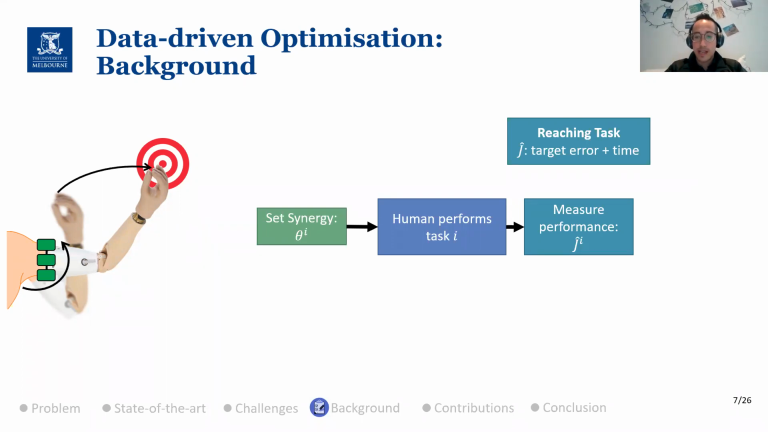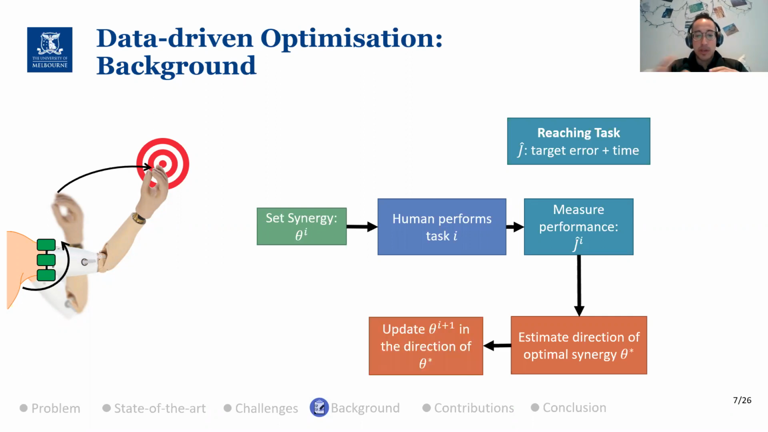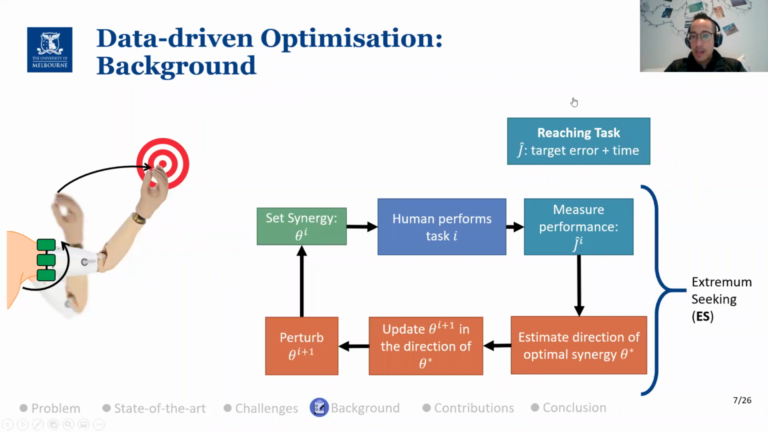And the idea is that by doing this repeatedly, we can estimate the direction of the optimal interface parameter. In this case, I'm calling it theta, the synergy parameter. And then we can update in the direction of that optimal parameter for this person. And we opted to go with extremum seeking, the method of extremum seeking.